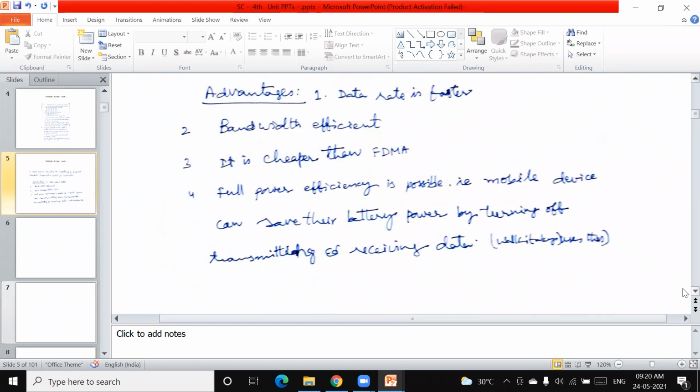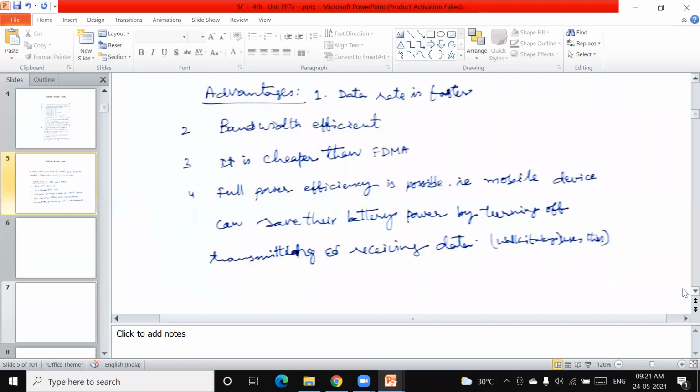Then we entered into the fourth unit, called multiple access. Here we have given a brief of multiple access. Multiple access is nothing but the ability of the satellite to carry many signals at the same time. It is called multiple access, and it allows the communication capacity of the satellite to be shared among a large number of earth stations.